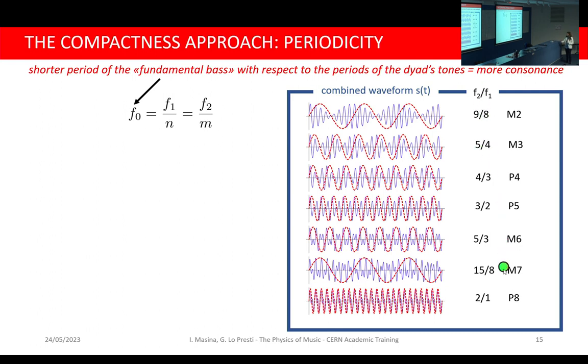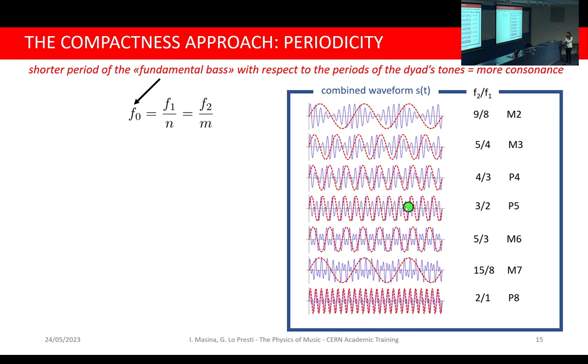While if you have different ratios, you have different characteristics. The period of the fundamental bass is the period of the combined waveform, just the sum of the two sines associated to the frequencies F1 and F2, and you obtain this. So you see, essentially, nice intervals, the octave, have a very short period for the fundamental bass.